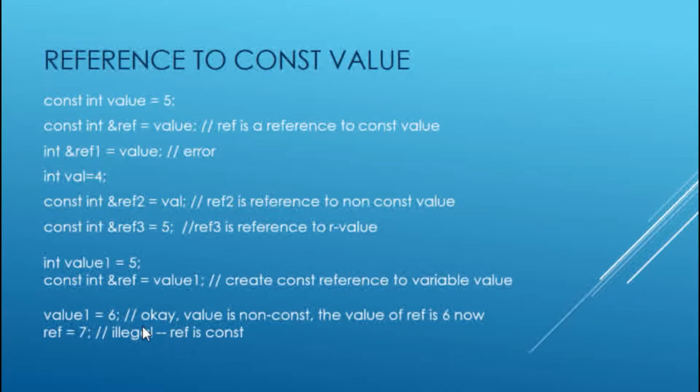We can reassign this by changing the value this reference is referring to. References to R values extend the lifetime of the referenced value. Normally, R values have expression scope, meaning the values are destroyed at the end of the expression in which they are created. Like expression 2 plus 3, which evaluates to R value 5, is destroyed at the end of the statement. However, when a reference to a constant value is initialized with an R value, the lifetime of the R value is extended to match the lifetime of the reference.